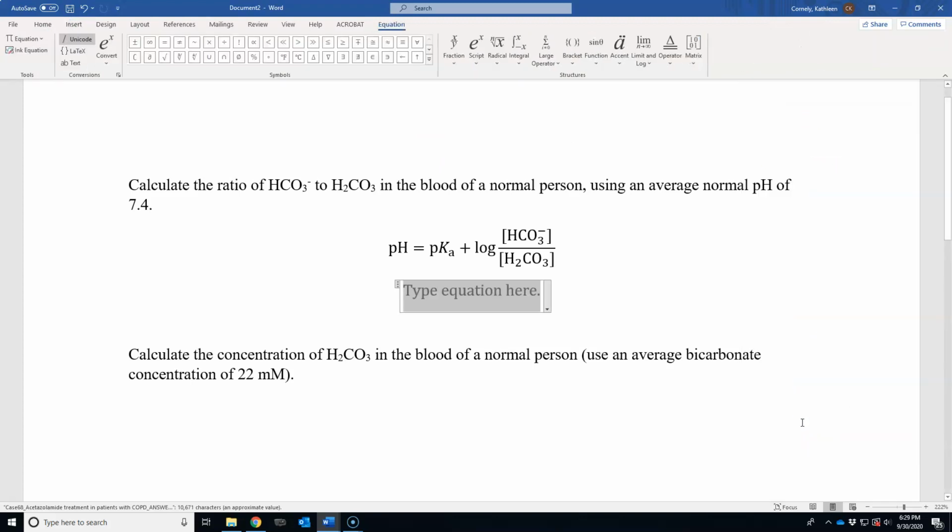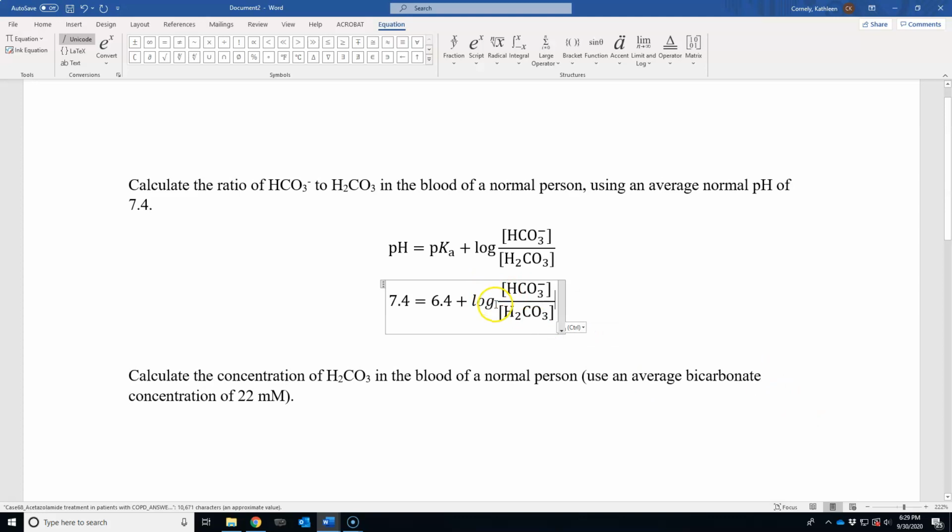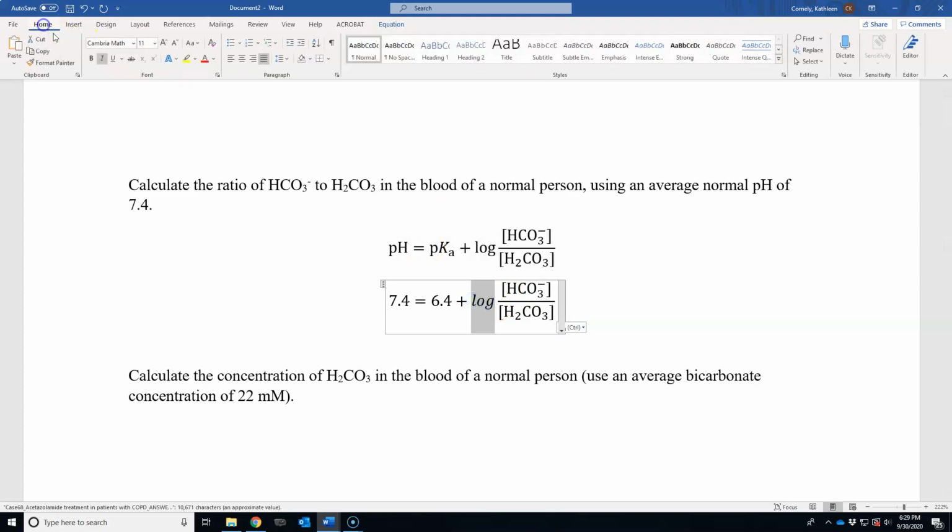So my pH is 7.4 equals 6.4, the pKa, plus the log. And then here I can right click and then hit paste. And again, I'm going to go back here to my home menu, and I don't want to italicize log. All right, so that looks good.